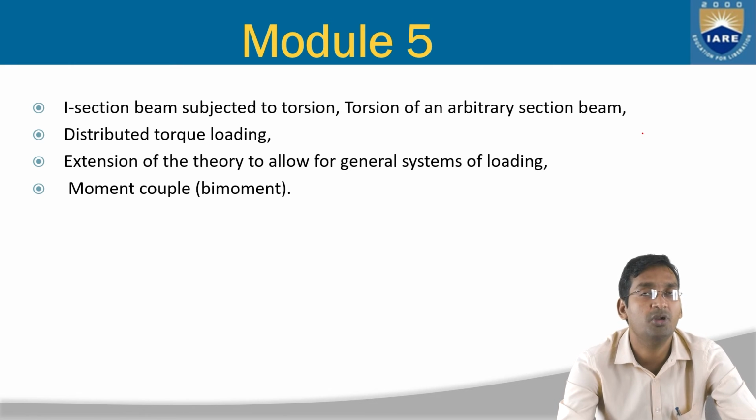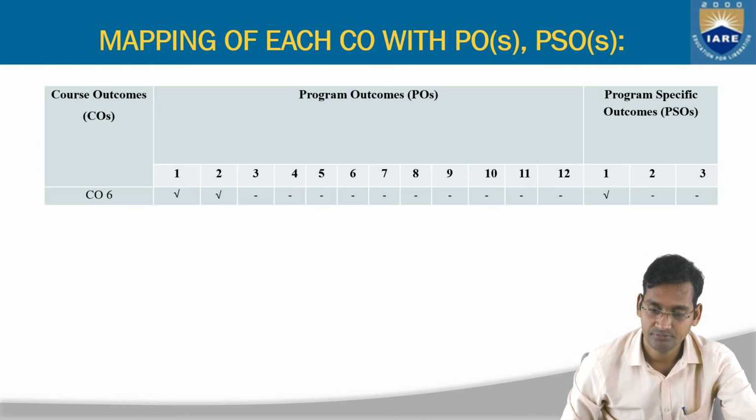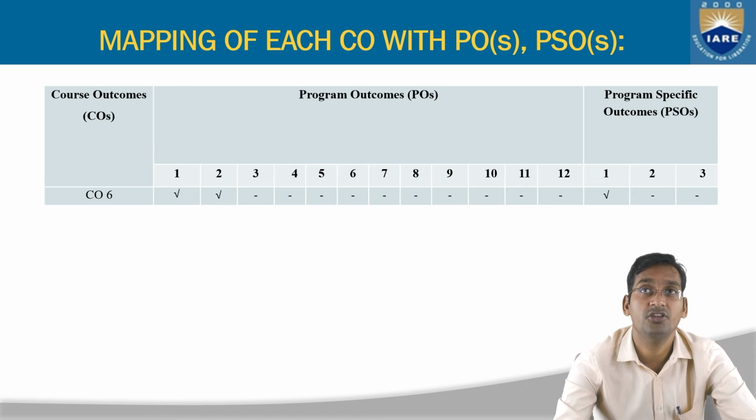So by the moment method. In module 5, they will learn the same thing as in module 4, but module 4 is for open section and module 5 is for the closed beam section. Mapping with each CO and PO: this is mapped to CO6, and POs are 1 and 2, and it's related to PSO 1.